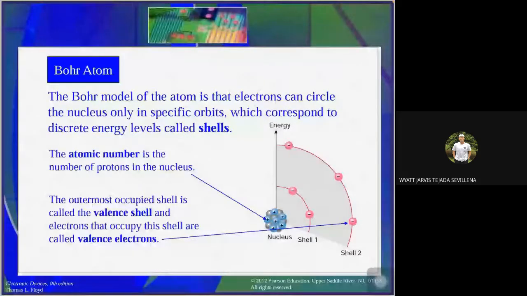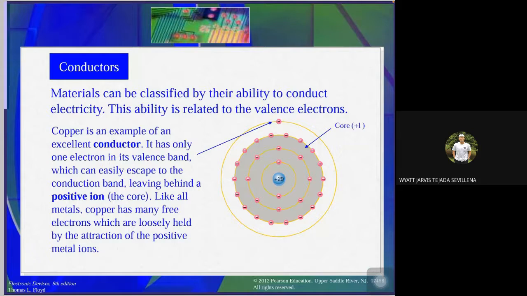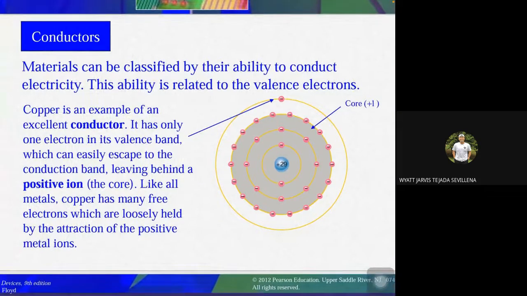So, okay, as for conductors, say for example, this is an example of a conductor. It's 29. Element 29. Copper. Copper, correct. So this is a Bohr's model of a copper atom.